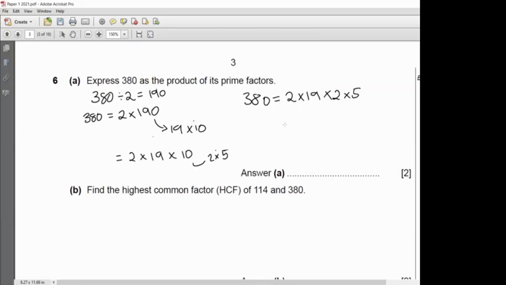And we can condense this. There's a 2 here and another 2 here, so that is 2 squared. And usually we want to write them in ascending order, that is from the smallest one to the biggest one, even though it doesn't really matter the order you put them in, it just looks nice. So 380 as a product of its primes, this is 2 squared times 5 times 19.